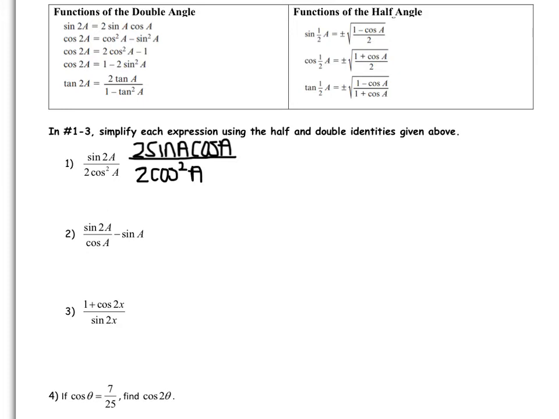Okay, what can I cancel? Any top with any bottom that's the same. So the 2's can cancel to 1, and one of the cosines with the cosine squared on the bottom can cancel. So my final answer would be sine a over cosine a. And sine over cosine, we know, is tangent of a. Final answer.